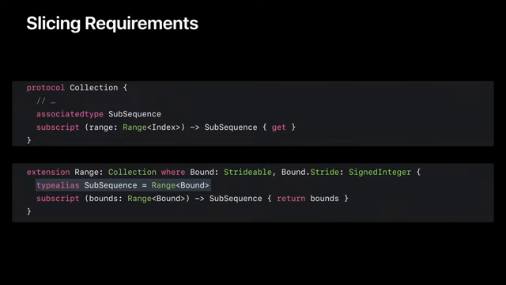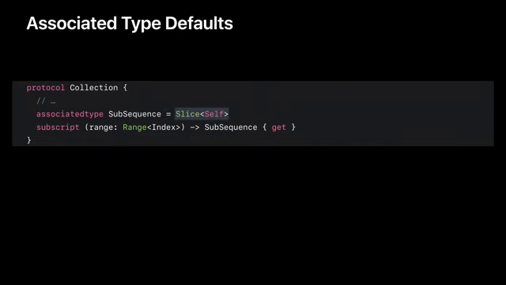Now this works well for string and range, but for all the other collection types that don't want to customize the actual subsequence type, we can provide default implementations of slicing. So the authors of these collection types don't actually have to do any extra work to conform to collection. They get all the slicing behavior for free. So we're going to start with subsequence. Associated types themselves can have default values, written after the equal sign. For subsequence, the slice adapter type is a perfect default because it works for all collections. So this default will be used for any conforming type that doesn't provide its own subsequence type.